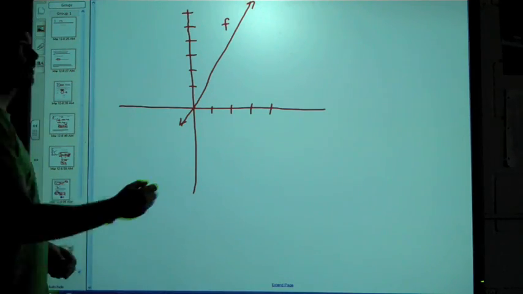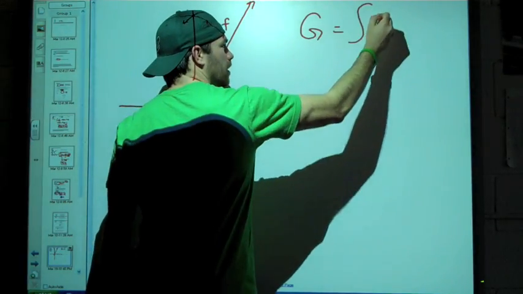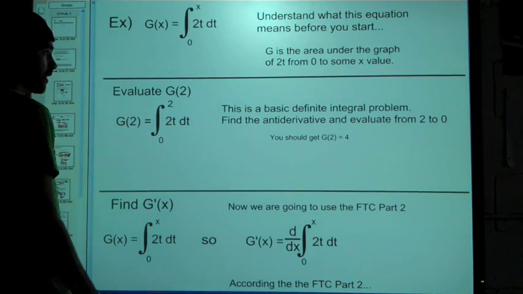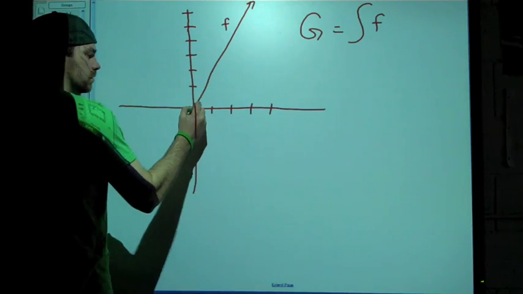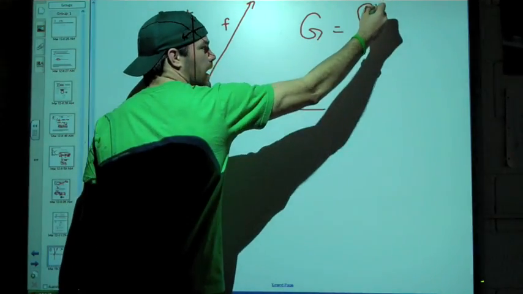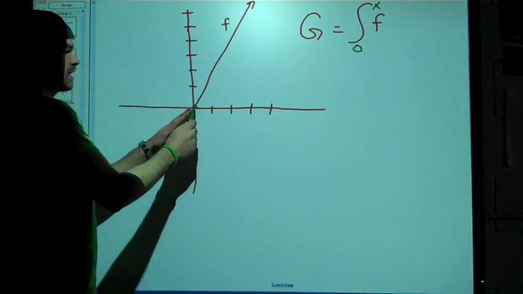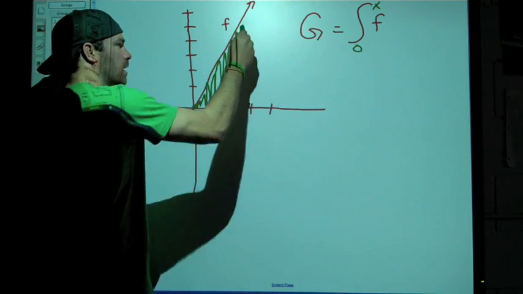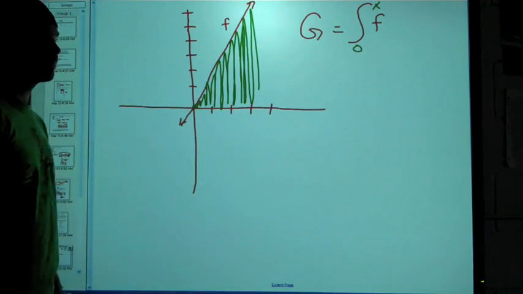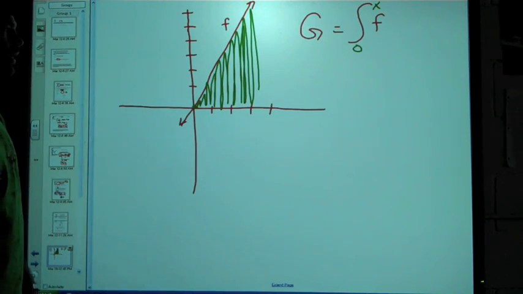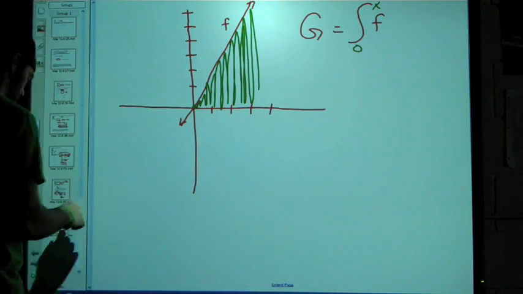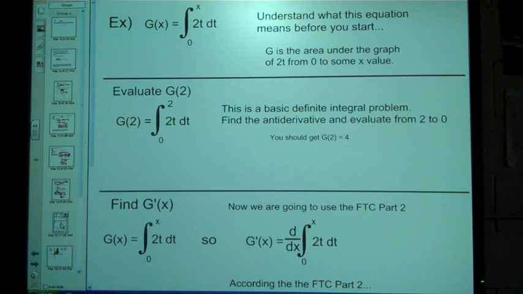Alright? And G is the area under f from, I believe it was 0, from 0 to some x value. So, starting at 0 and going to any x value, as I move along, I am accumulating more and more area. That's why G is an accumulation function. Okay? The area under the curve is what G is. Back to the last slide. Okay? So G is the area under that curve.